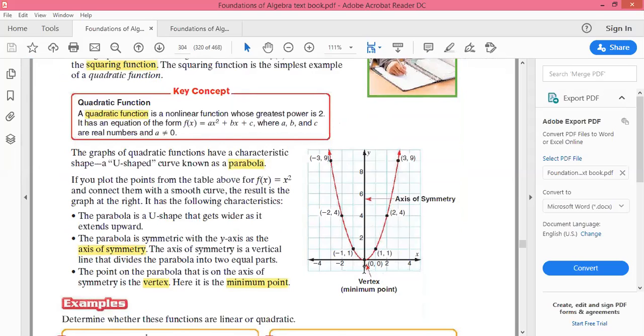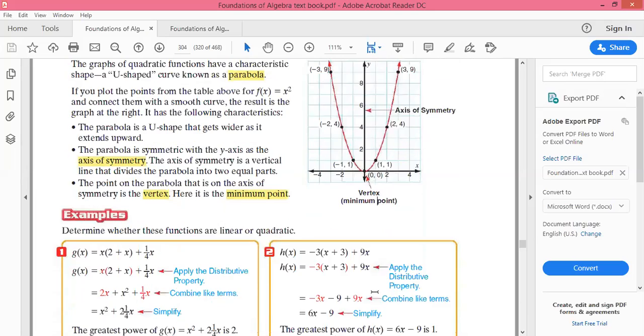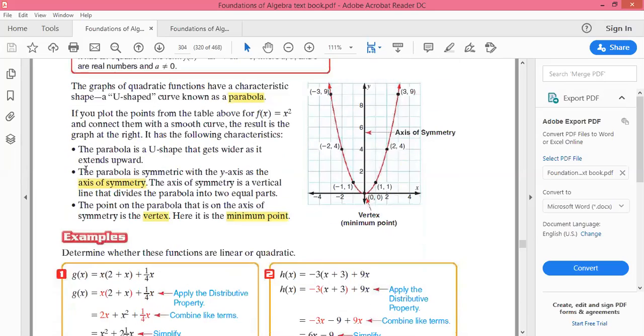When you graph it, it will be U-shaped. Here the top is called the vertex and a minimum point. The parabola is symmetric with the y-axis as the axis of symmetry. Here is the y-axis. The graph, this U-shape, is around the y-axis, so we call this the axis of symmetry. The point on the parabola that is on the axis of symmetry is called the vertex. Here is the minimum point, this one.